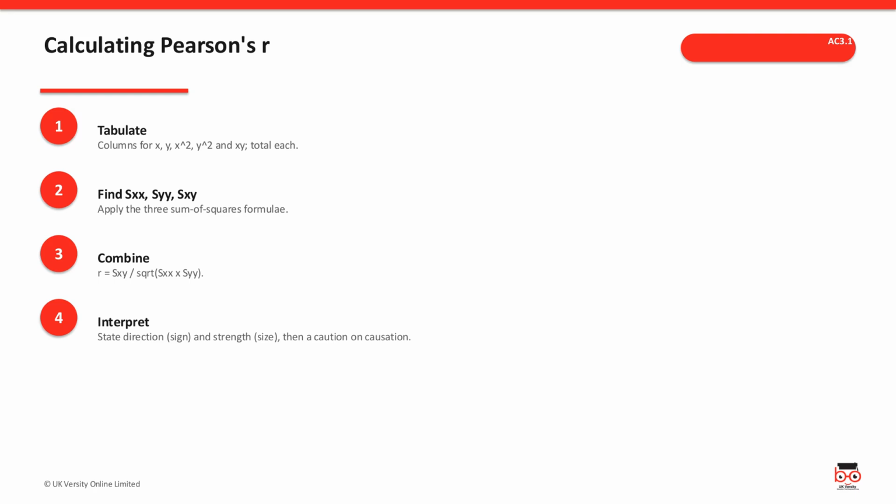The method has 4 steps. First, tabulate with columns for x, y, x squared, and xy, and total each. Then apply the 3 sum of squares formulae to get SXX, SYY, and SXY. Combine them. The correlation coefficient R equals SXY over the square root of SXX times SYY. And finally, interpret, stating the direction from the sign and the strength from the size, and adding your causation caution.